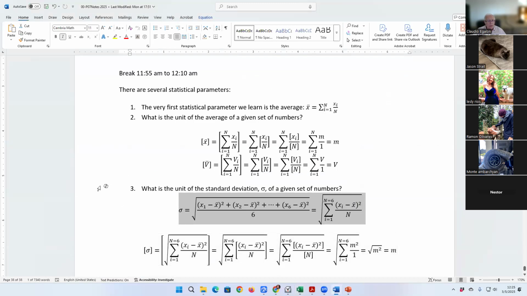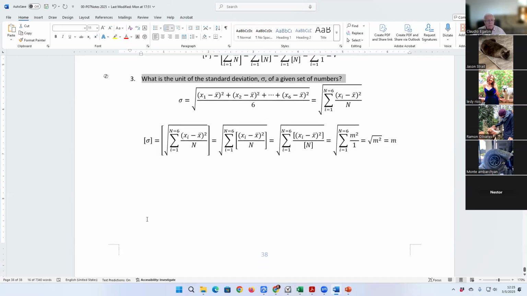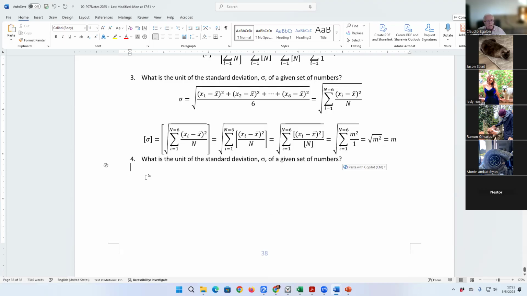What's sigma x? Sigma x is the standard deviation of the mean. Okay, what's the unit of the standard deviation of the mean? That's the name of that parameter there, and we represent it by sigma subscript x.